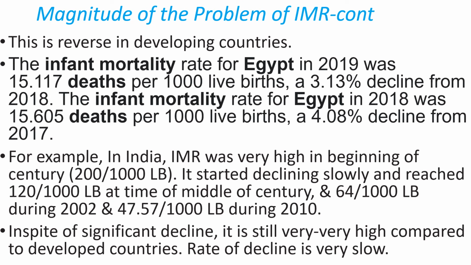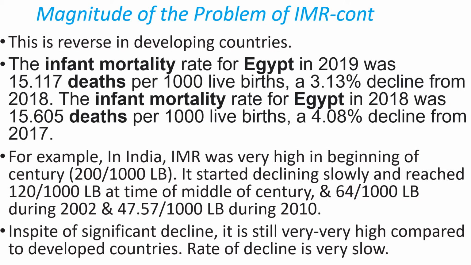Magnitude of the infant mortality continued. This is reverse in developing countries. The infant mortality rate for Egypt in 2019 was about 15 deaths per 1,000 live births, a 3% decline from 2018. The infant mortality rate of Egypt in 2018 was 15.6 deaths per 1,000 live births, a 4% decline from 2017.